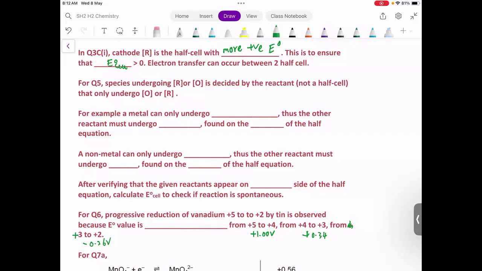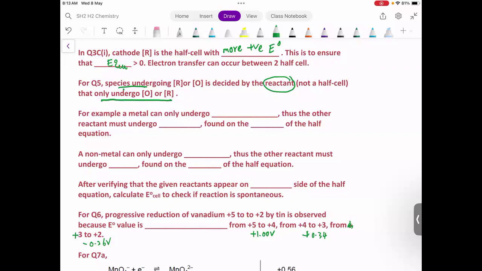So for question 5, remember for question 5 and question 6 onwards, we are no longer working with half cells. We are only looking at a particular reactant. There's only one reactant. It's no longer having an element in two different oxidation numbers. So that particular element can only undergo oxidation or reduction.